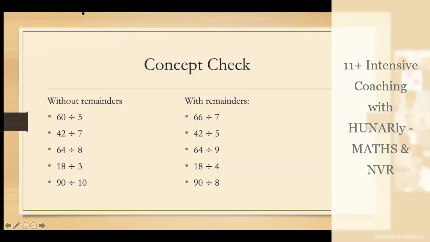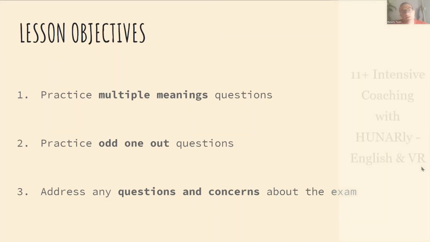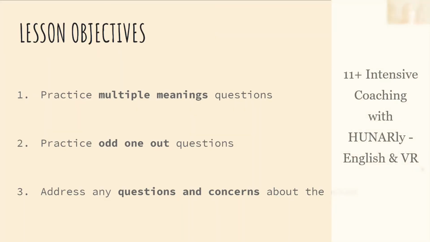Okay. So these are some questions. You can go through them now. The ones on the left do not have remainders. So the ones on the left, see 60 divided by 5, 42 divided by 7, they will go down to 0 easily. And class, today, like I already told you guys, we're going to practice multiple meanings questions. We're going to practice odd one out questions. And we are going to address any questions or concerns that you guys might have about the exam so far.